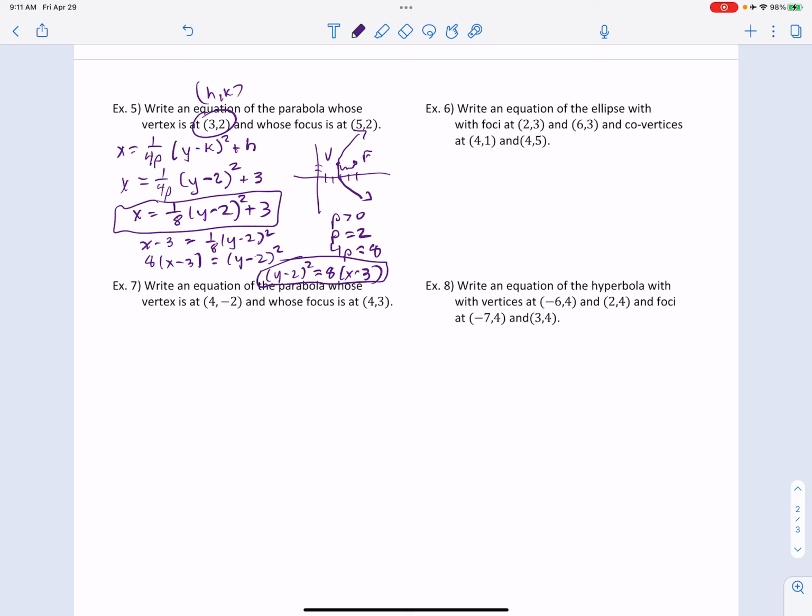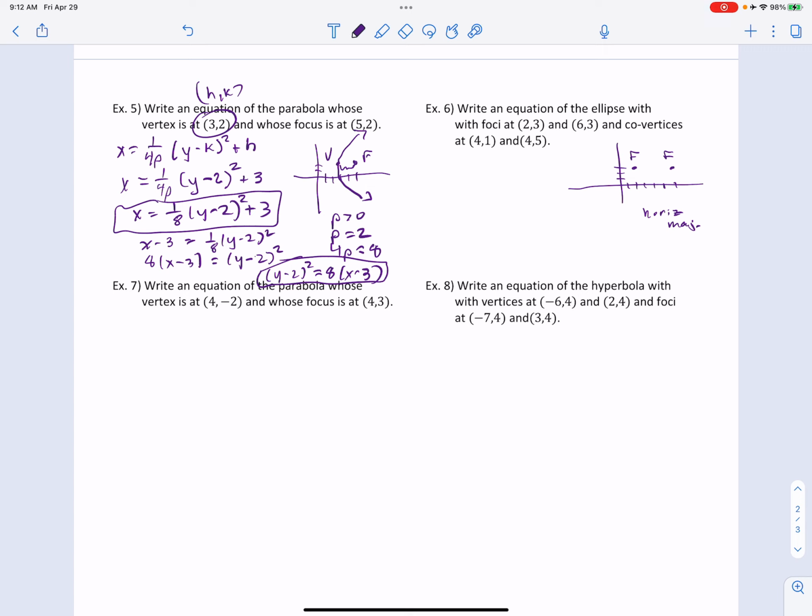Write the equation of an ellipse with the foci at 2, 3, and 6, 3. So to the right 2 and up 3, and then 3, 4, 5, 6, and up 3. These are foci. The foci are always on the major axis, so that tells me we have a horizontal major axis.